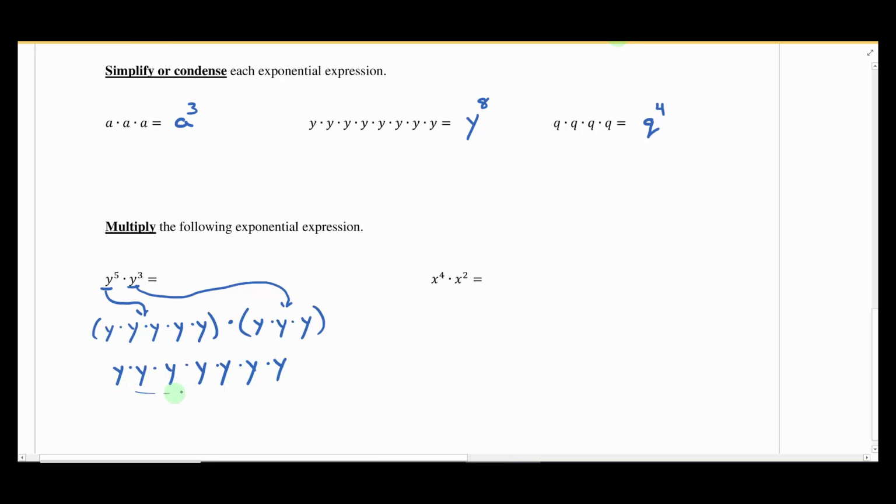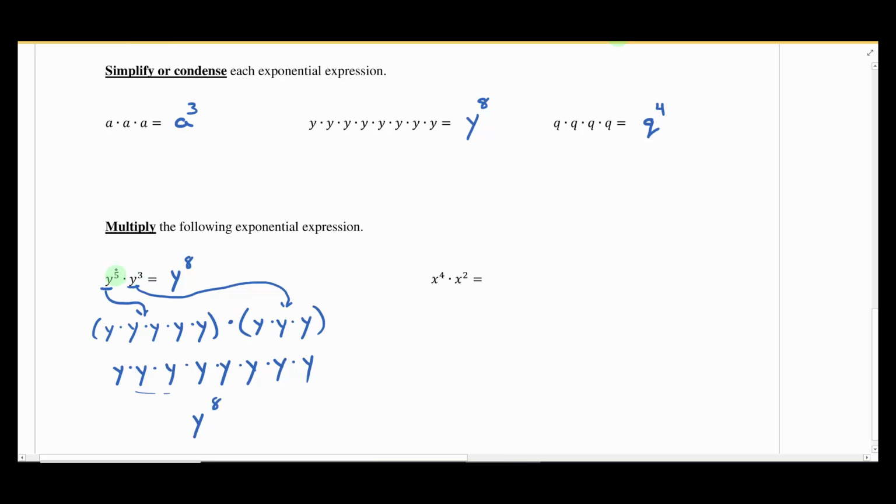So I've got my 1, 2, 3, 4, 5. Oh, I need one more y. Missing one there. And then now I can just count them up, and I can say, okay, well, that's 1, 2, 3, 4, 5, 6, 7, 8 of them. So we would get y to the 8th power. I started off with a multiplication of two exponential expressions. I expanded, I removed the parentheses, and then I condensed to get a simpler version of that same expression. So this is just y to the 8th.